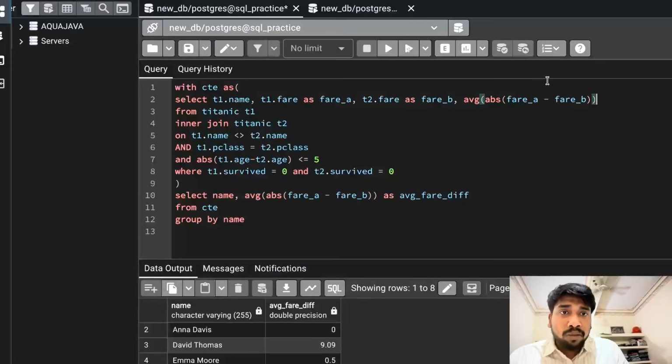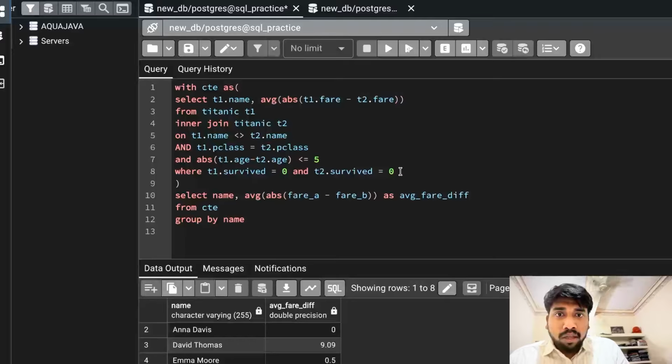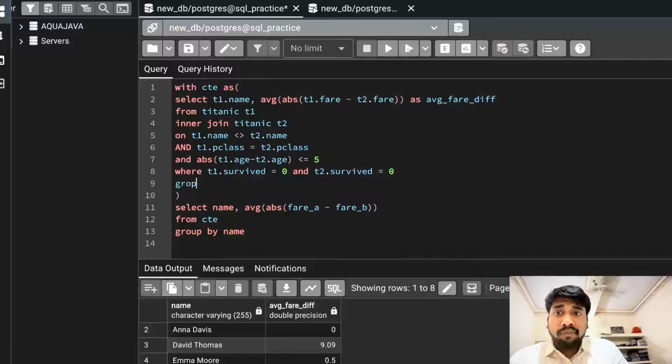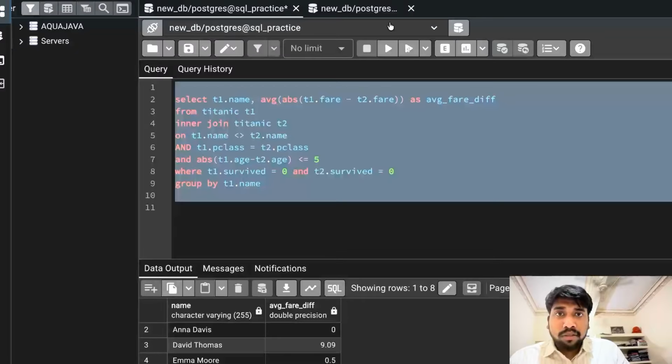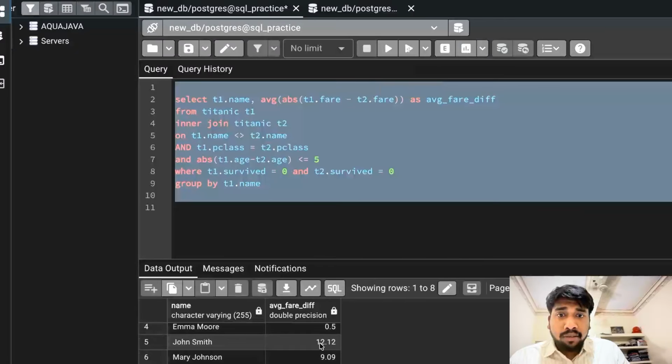Let me show you how. We do not need this fare A as well. We can just replace it with this, and this, we can use this alias here as average fare difference, and at the end we can group by t1.name, since we are selecting only one column here, t1.name. We don't want this and this, and if you run this, the answer is the same.